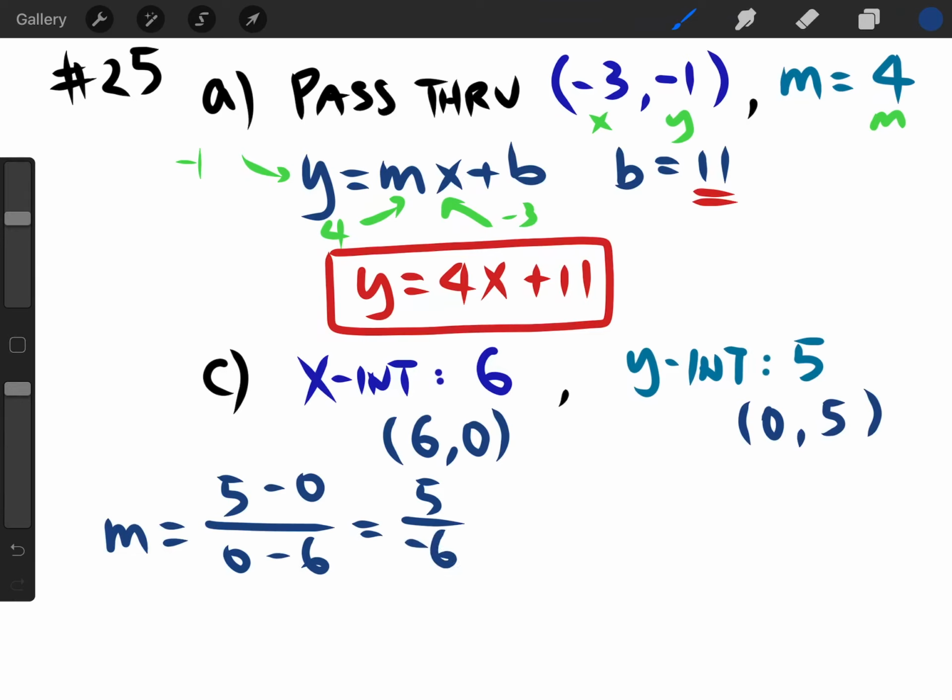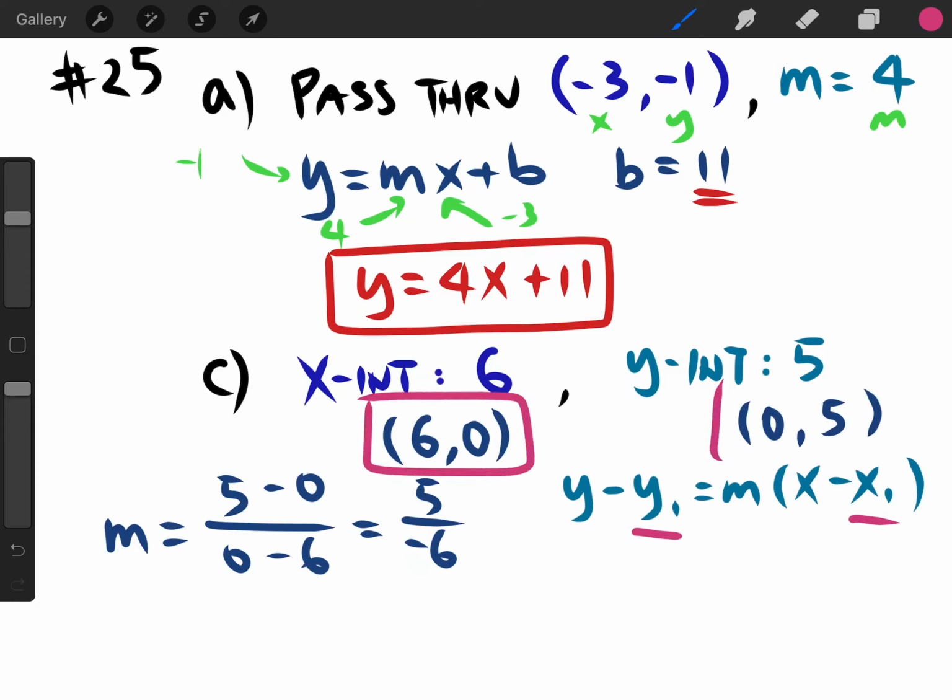So you can use the point-slope formula: y minus y1 equals m multiplied by x minus x1. If you want to know what my y1 and x1 are, we're going to be using these two points. You can pick any pair of points. So if you want to pick this one, this is going to be your x1, and this is going to be your y1. Just insert x1 and y1 in there.